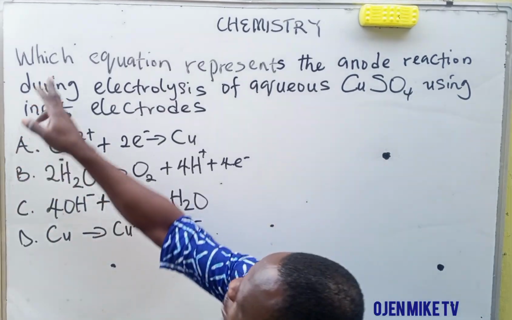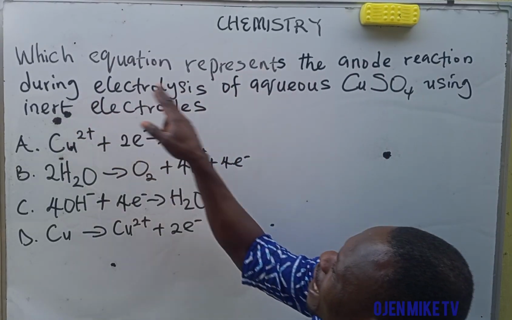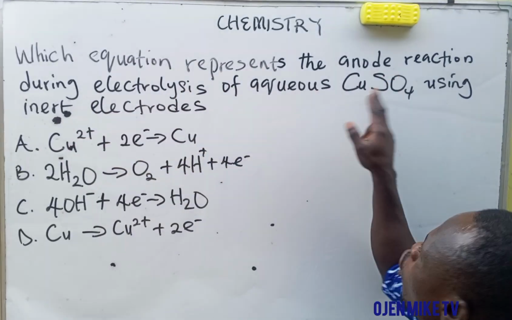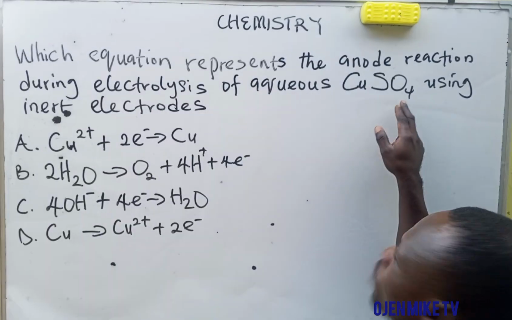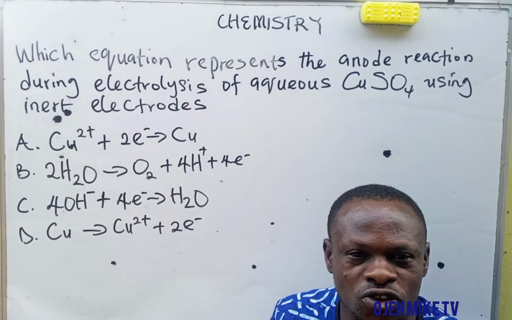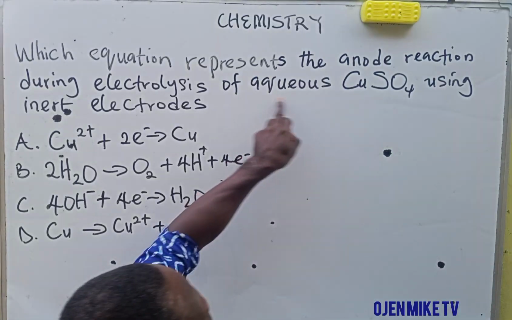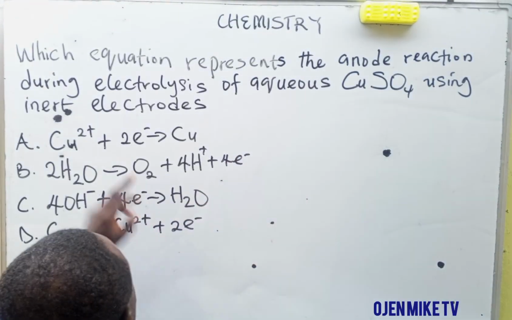In this question we are asked which equation represents the anode reaction during electrolysis of aqueous copper(II) tetraoxosulfate(VI) using inert electrodes. Do you get that? There are two things being given. One, aqueous, understand this thing, aqueous. And another thing is what?